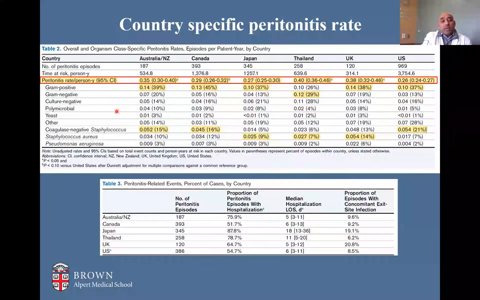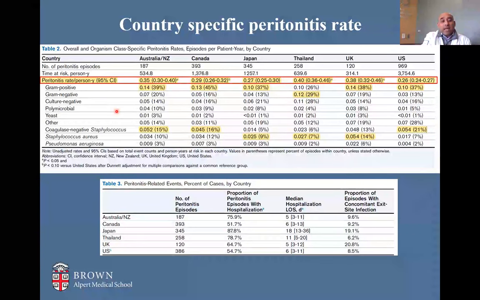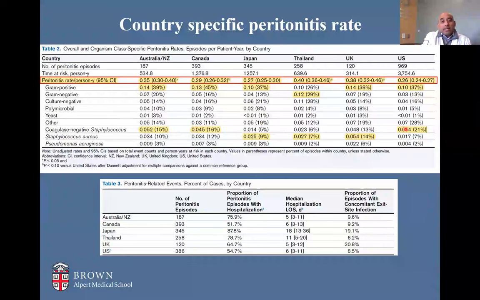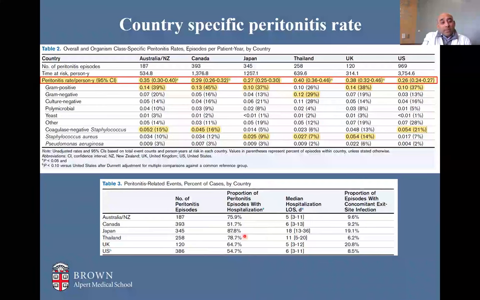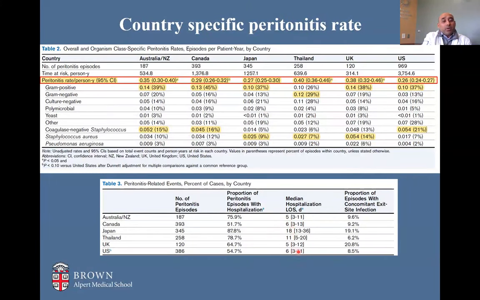Breaking down gram positive, it's half and half between staph aureus and staph epi, where Australia, New Zealand, Canada, US had staph epi. And staph aureus was more likely to be identified in Japan, Thailand, and United Kingdom. Fortunately, what we think of as catastrophic, fungal or yeast, was not very common. The table at the bottom shows what happened to those peritonitis episodes and how many went into the hospital. So you can say with pretty good certainty that the likelihood of a patient being in the hospital is greater than 50% based on this data, with the lowest hospitalization rate in Canada and highest in Japan. And length of stay is very variable, where it was 18 days in Japan, highest, and lowest in Australia, New Zealand, and UK.